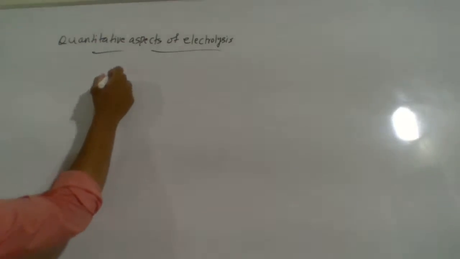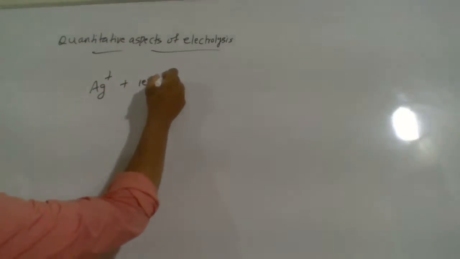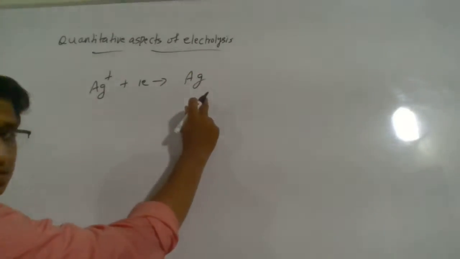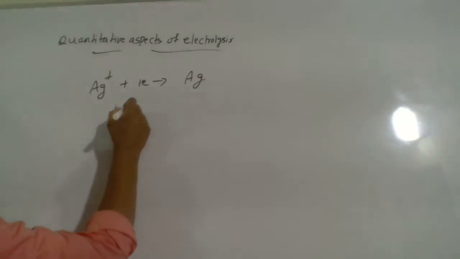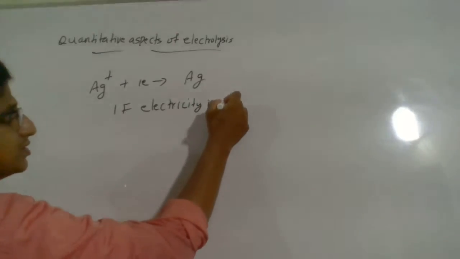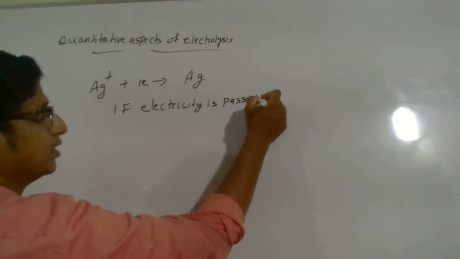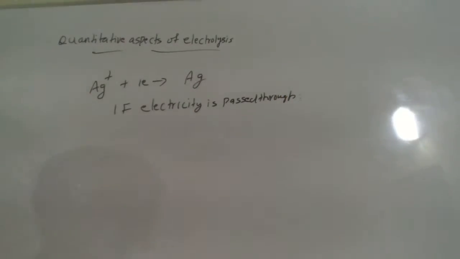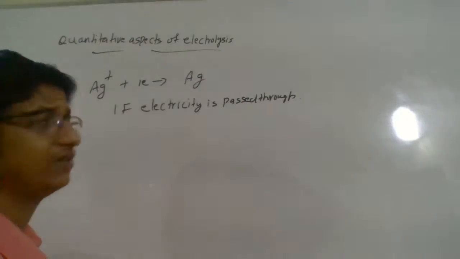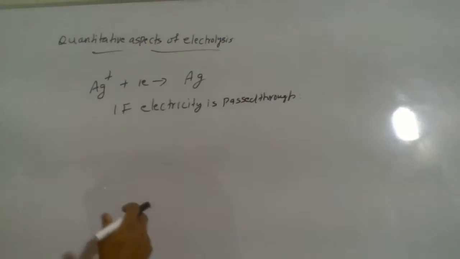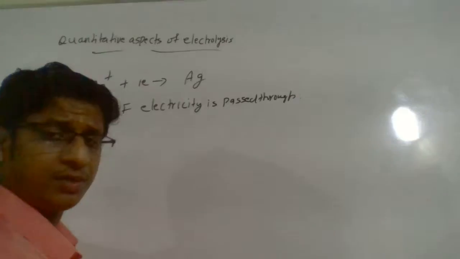When 1 mole of Ag+ ion is reduced to silver, when 1 farad electricity is passed through a silver ion solution, it is observed that the amount of silver deposited is exactly proportional to the quantity of electricity passed through, which is 1 farad. What do you mean by 1 farad?